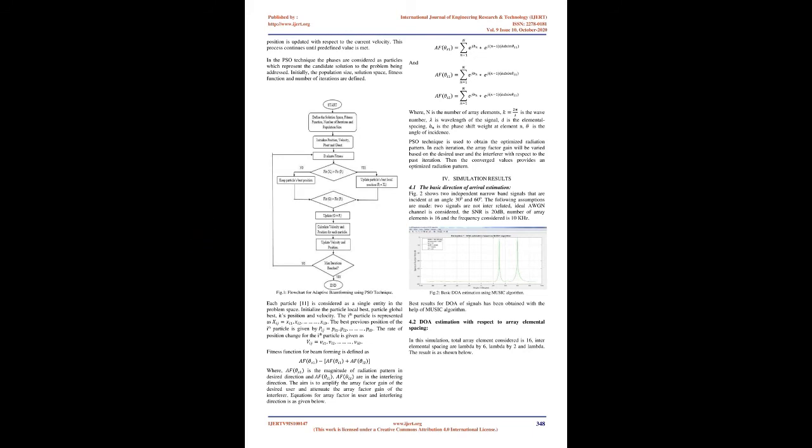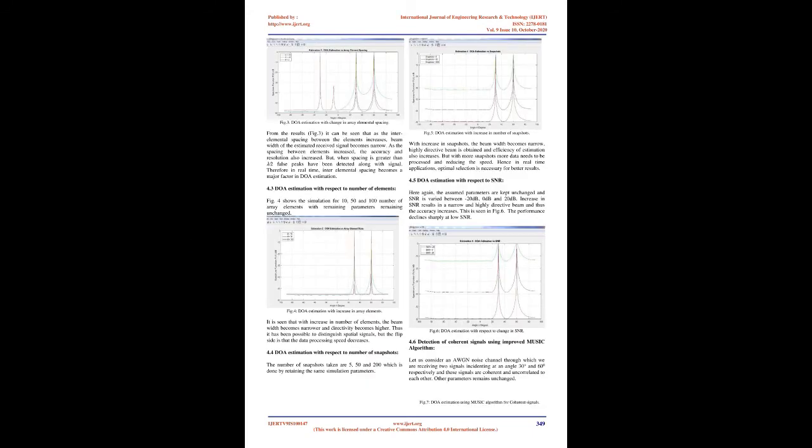Further, the iteration process continues to find the best optimum solution. Initially, the particle's velocity is updated with the pbest and gbest values. Further, each individual particle's position is updated with respect to the current velocity. This process continues until a predefined value is met.